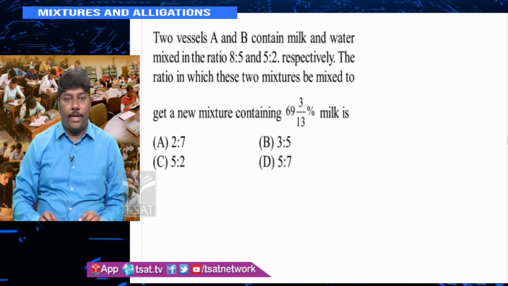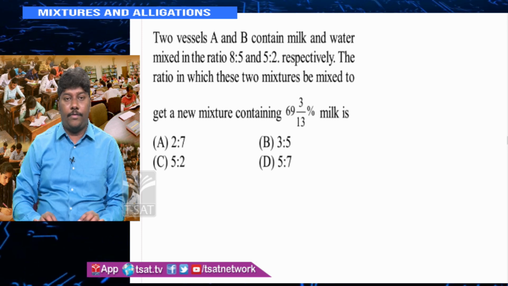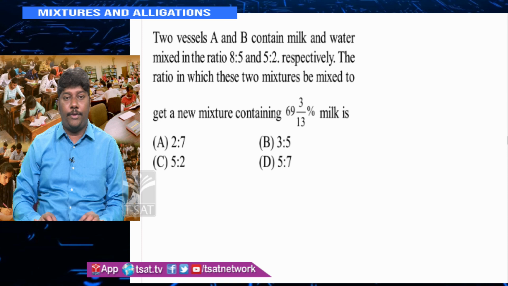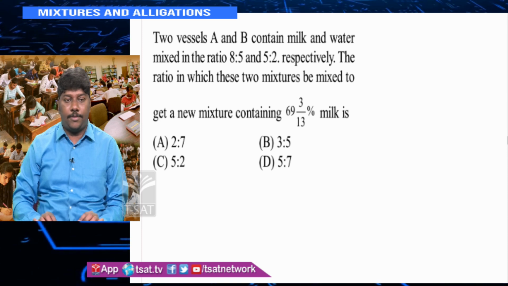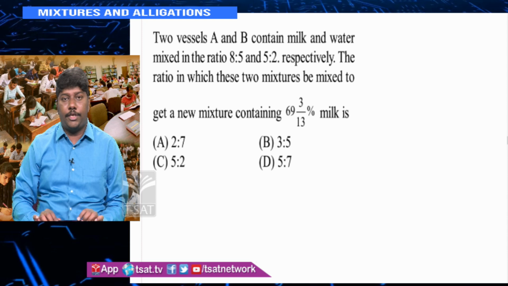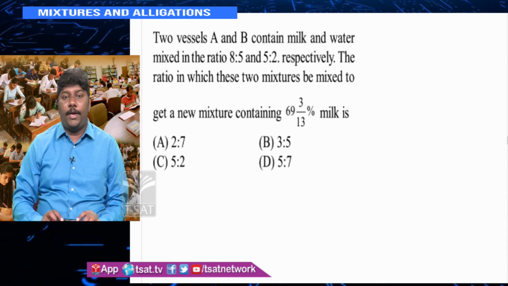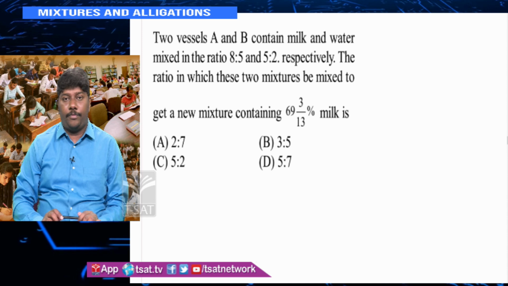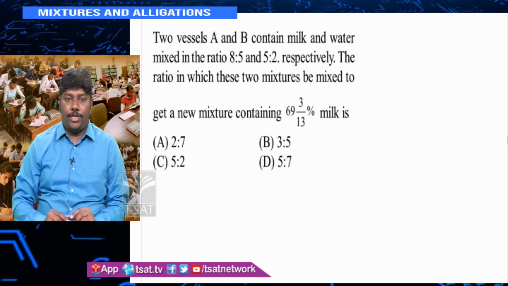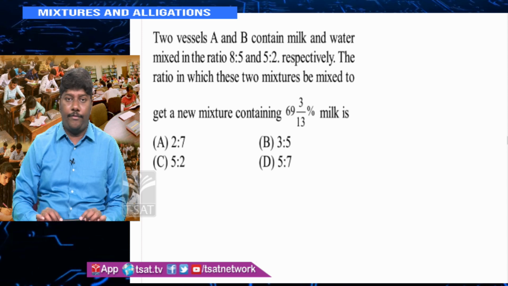Two vessels A and B contain milk and water mixed in the ratio 8:5 and 5:2 respectively. The ratio in which these two mixtures should be mixed. These two mixtures to be mixed means N1 is to N2 ratio he is asking you, so that you get the new mixture containing 69 3/13% milk. See, milk is huge here, 69 3/13, but there is no rule that I have to take milk, so I am going for water.